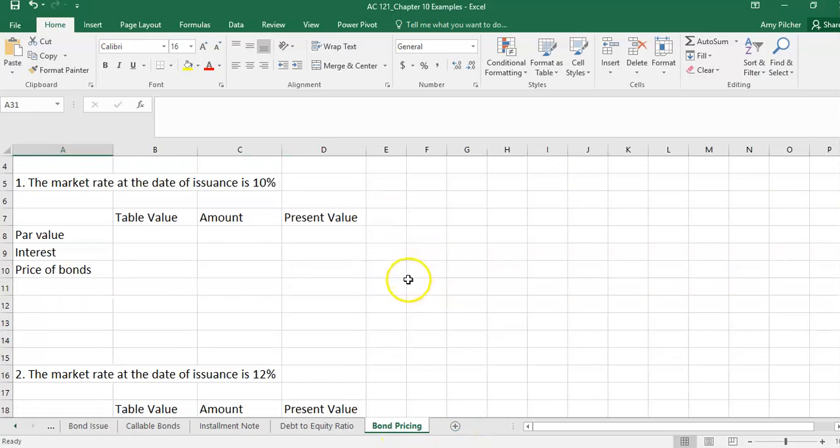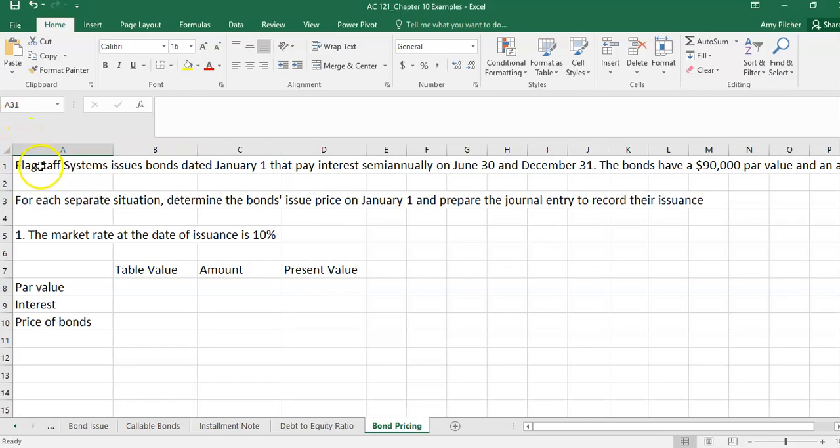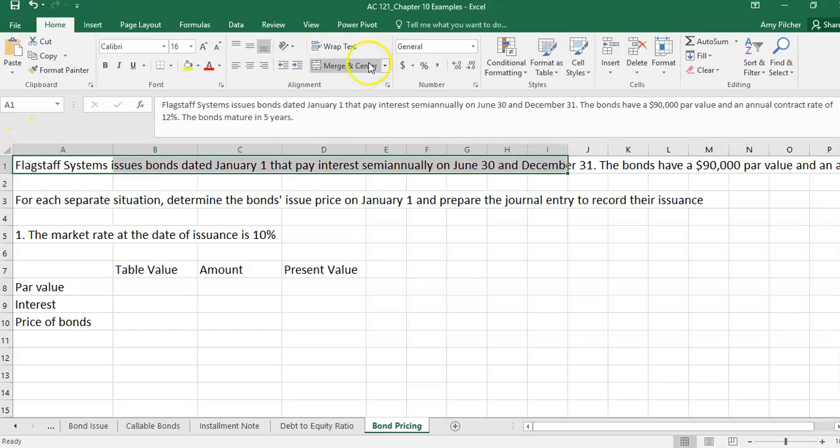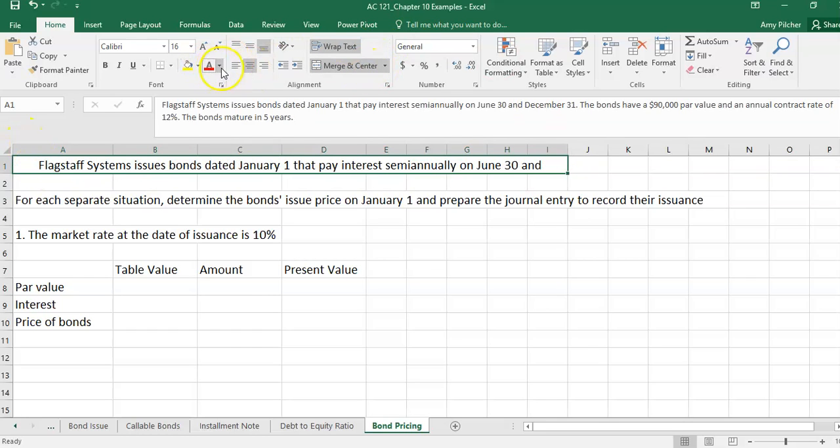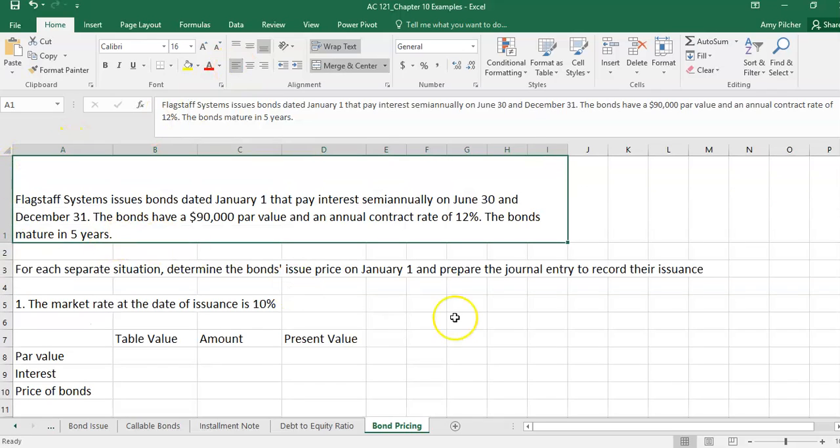Our last example is looking at bond pricing. So in bond pricing, bonds either trade at their par value or a premium or a discount. If their contract rate is higher than the market rate, then they are trading at a premium. If their contract rate is lower than the market rate, then they are trading at a discount.